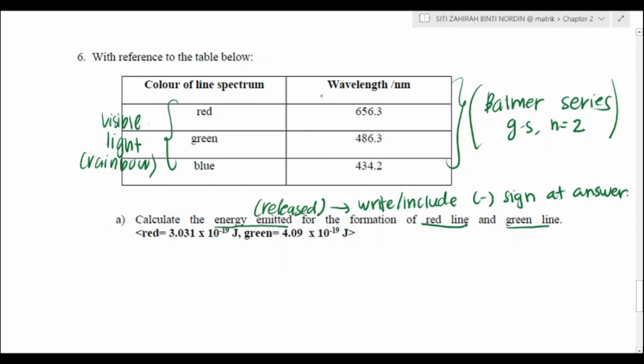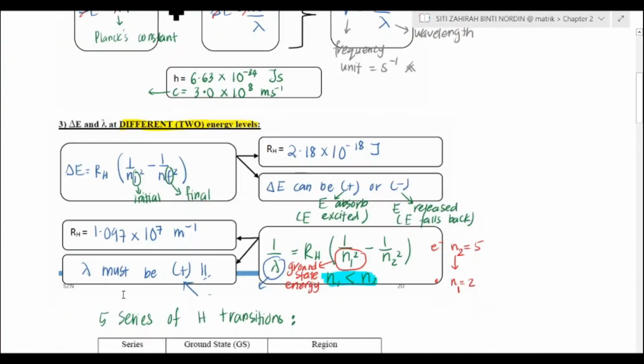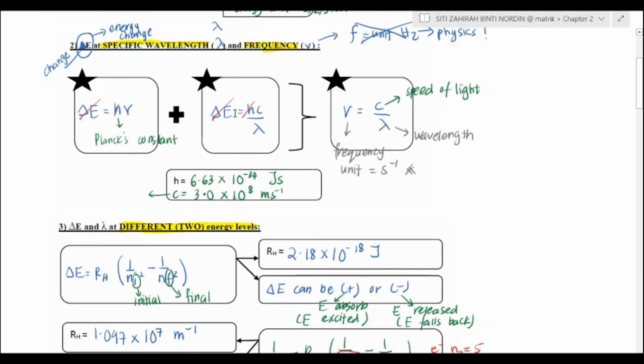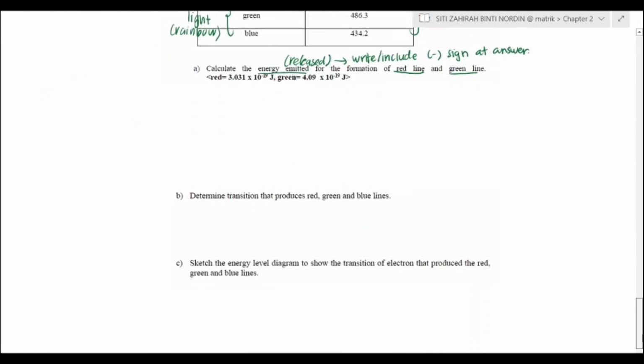So class, which formula do you want to use? You will only be given information about the wavelength, or lambda. So let's check. Can we use this formula? No, because you are not being given the initial energy level, but you know the final energy level, which is 2. Lambda, so we must be dealing with these 3 formulas. We want to find the delta E. We are given the lambda information, so we should be using this formula. So that's how you're going to choose which formula you're going to use.